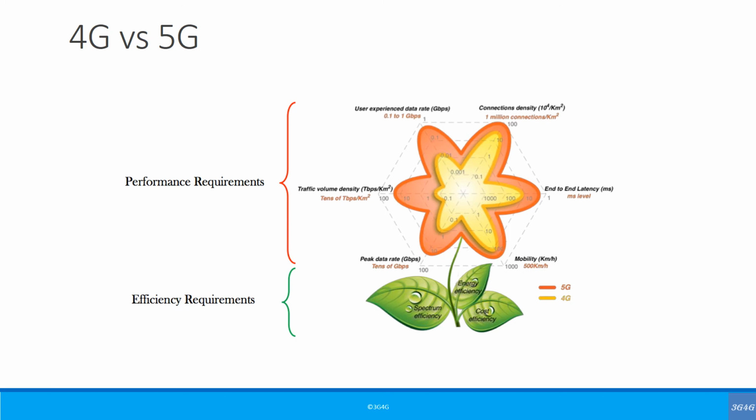Now if you look at this picture, which is from one of those ITU documents, it basically shows the comparison between 4G and 5G. It shows that 5G will be much better and much more efficient than 4G, right? So you're getting a much better data rate, and you're going to have a lot more connection density. The end-to-end latency will be much lower, traffic volume density much higher, high mobility, high peak rate. But again, this is in progress. It's still in theory. It's not yet been finalized.